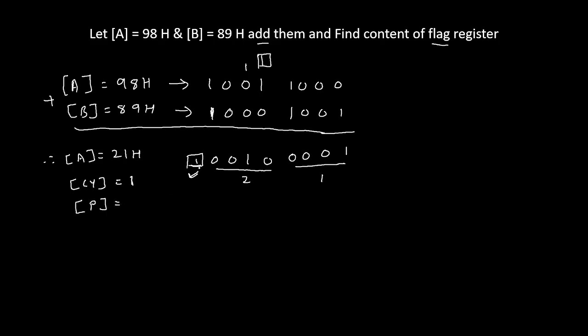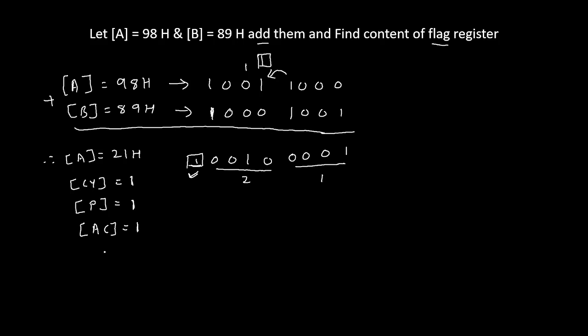Now, next flag is parity flag. Now parity flag simply checks how many 1s are there in answer. So in this answer, there are only 2 1s. And 2 is a even number, that's why parity flag will become 1. Now next we will check auxiliary carry flag. Auxiliary carry flag, from half part of the answer 1 plus 1 we got 0 with carry 1. So from half part of the answer in the next part we got carry. Therefore we will say that auxiliary carry flag is 1.